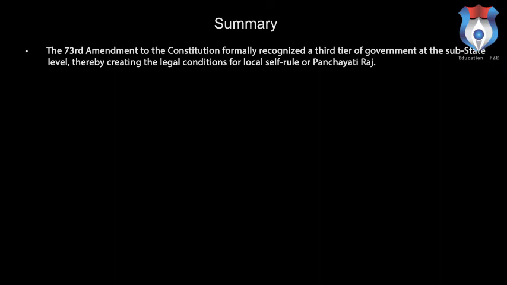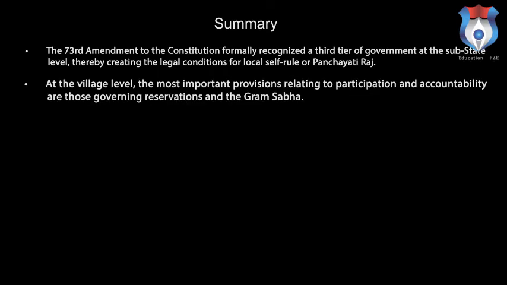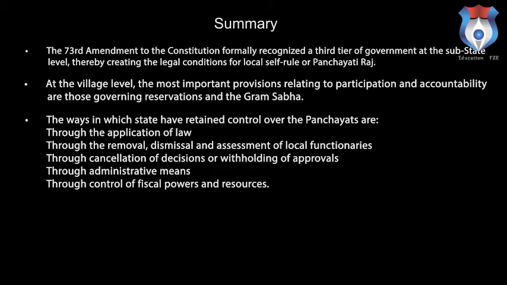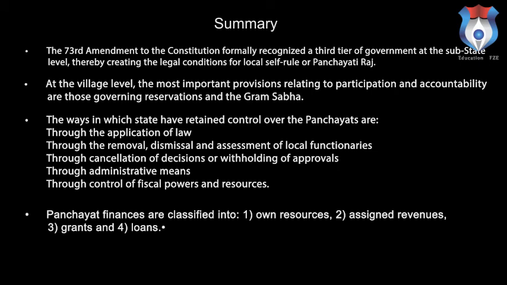The 73rd Amendment to the Constitution formally recognized a third tier of government at the sub-state level, thereby creating the legal conditions for local self-rule or Panchayati Raj. At the village level, the most important provisions relating to participation and accountability are those governing reservations and the Gram Sabha. The ways in which state have retained control over the panchayats are through the application of law, through the removal, dismissal and assessment of local functionaries, through cancellation of decisions or withholding of approvals, through administrative means, through control of fiscal powers and resources. Panchayat finances are classified into own resources, assigned revenues, grants and loans.